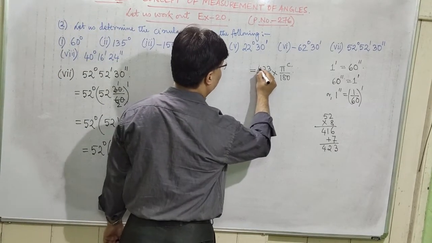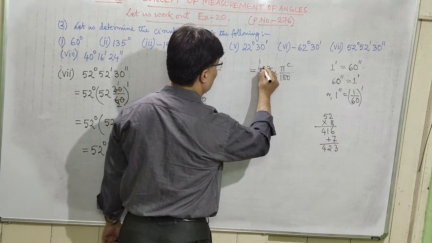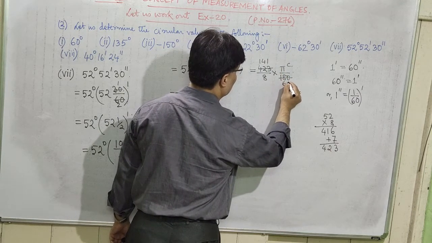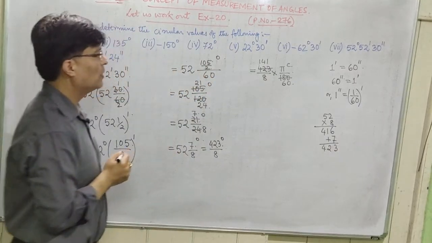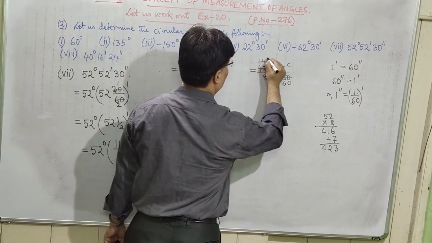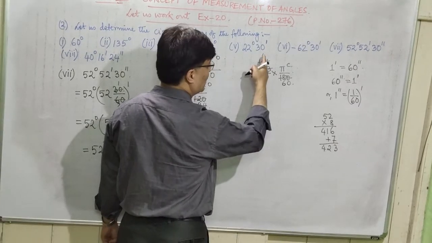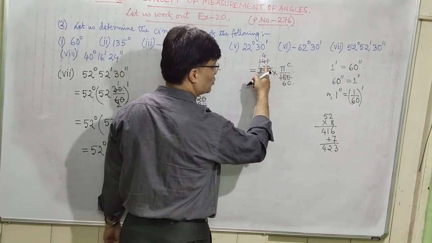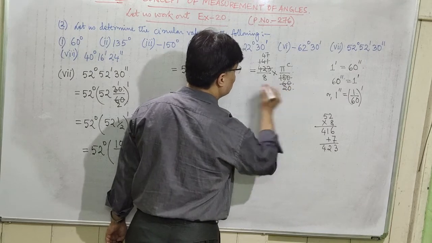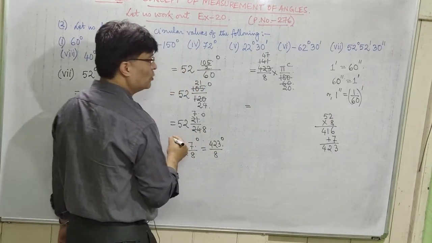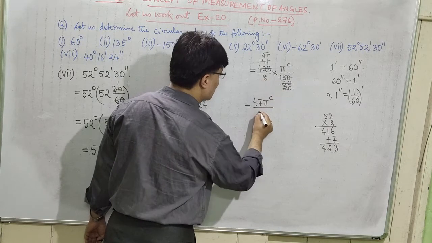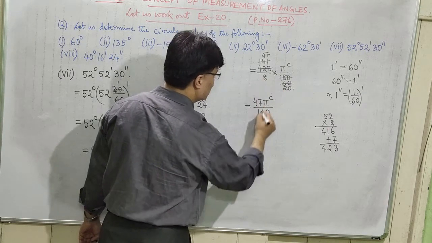So it can be cancelled by 3. 3 1s are 3, 12. 3 4s are 12, 3 1s are 3. So it is 3 6s are 18 and 0. Okay. Will it be cancelled again? Yes, it can be cancelled by 3. 3 4s are 12. 14 minus 12 is 2, 21. 3 7s are 21. And 60 as well: 3 2s are 6, 3 0s are 0. So which is equal to 47 pi radian divided by 8 into 20 is 160. That is 8 0s are 0, 8 2s are 16.